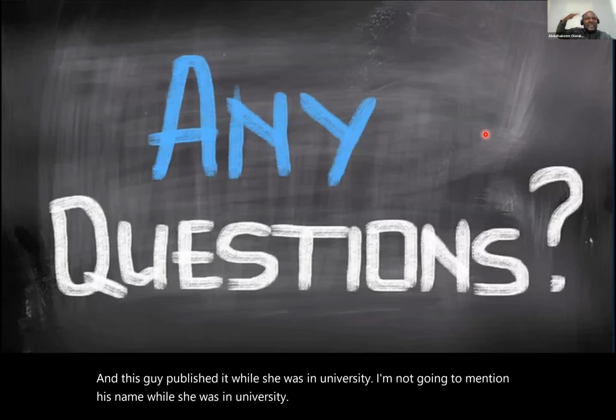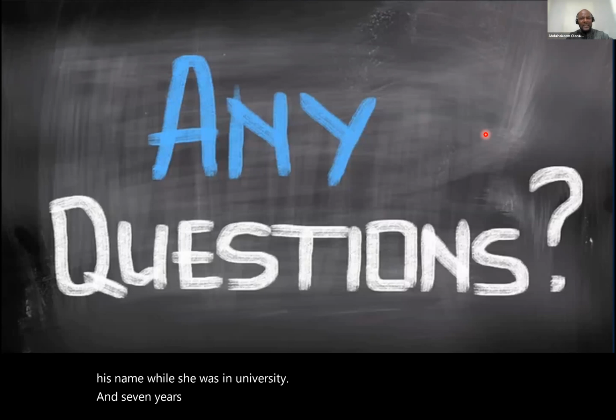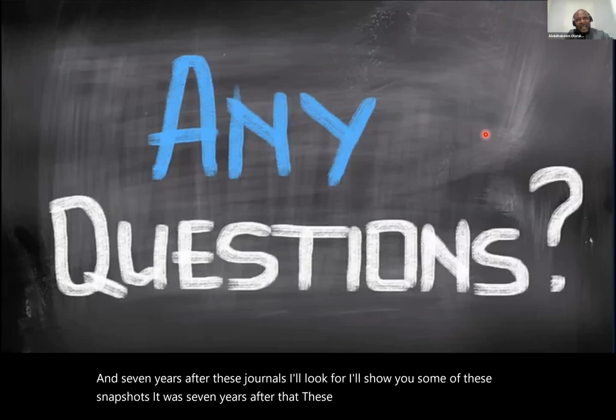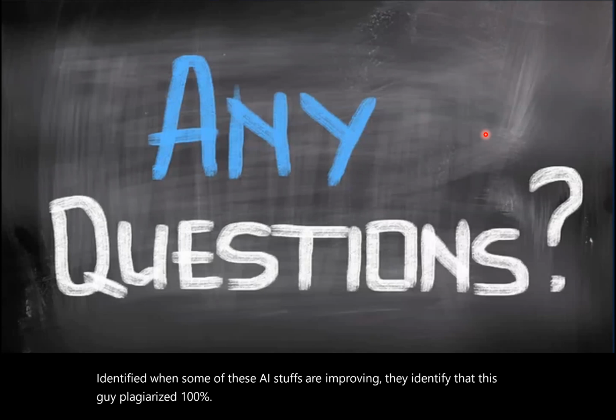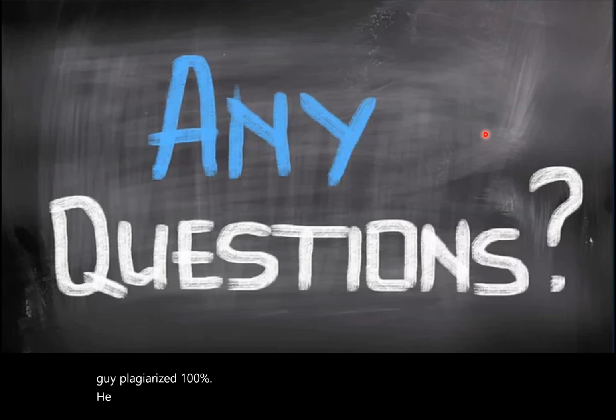And 7 years after, these journals, I'll show you some of these snapshots. It was 7 years after that these journals identified, when some of these AI tools are improving, that this guy plagiarized 100%. He plagiarized, and then what he did was just change the figures.